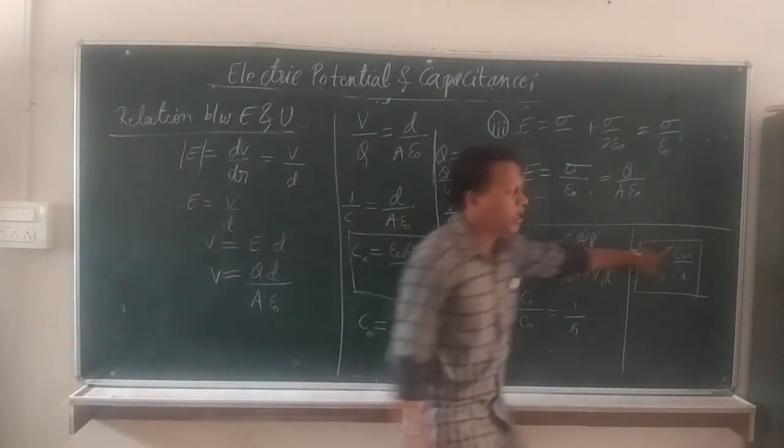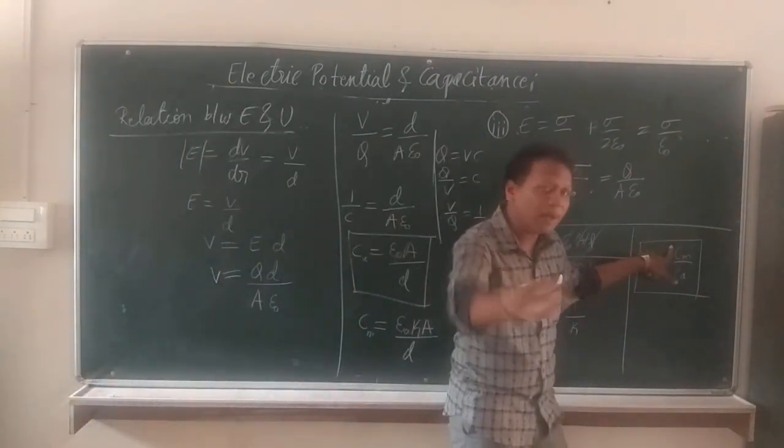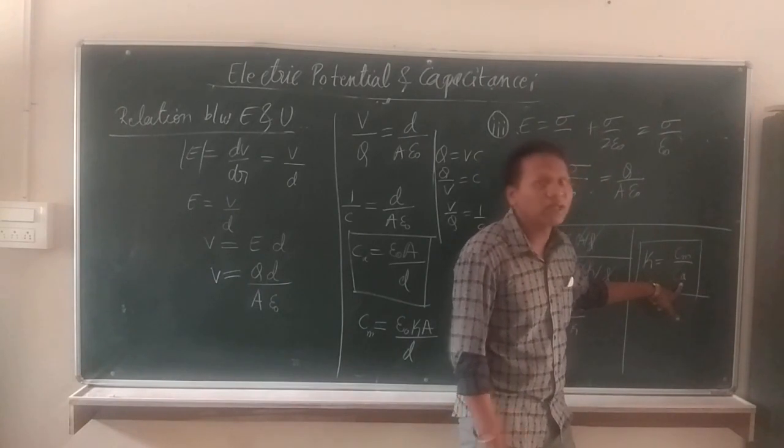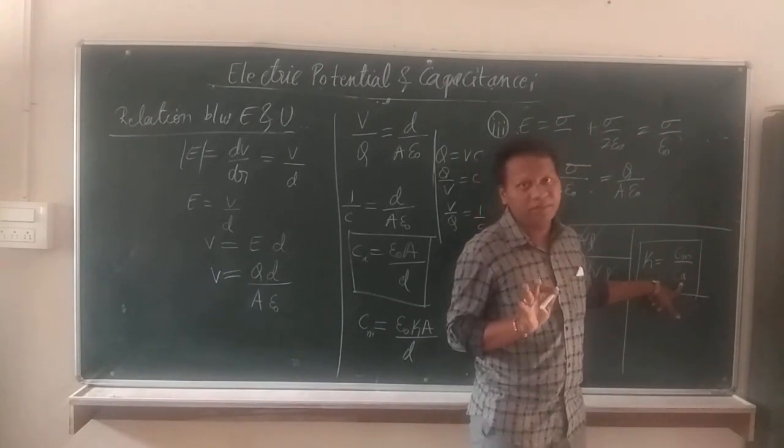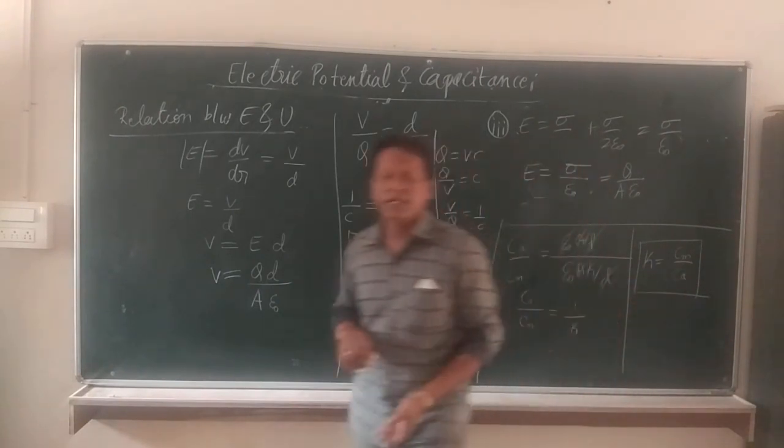Now, the ratio of the capacitance of a capacitor in a medium to the capacitance of the capacitor in an air medium. This is the definition of dielectric constant.